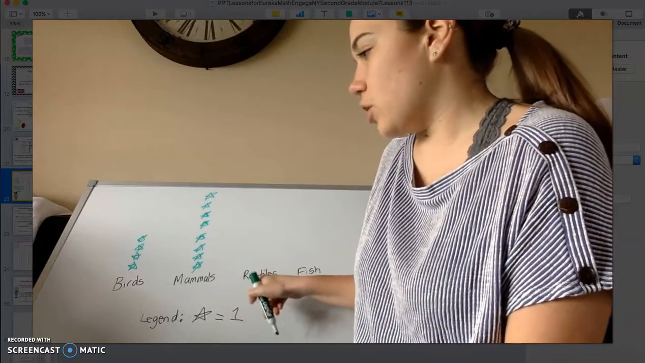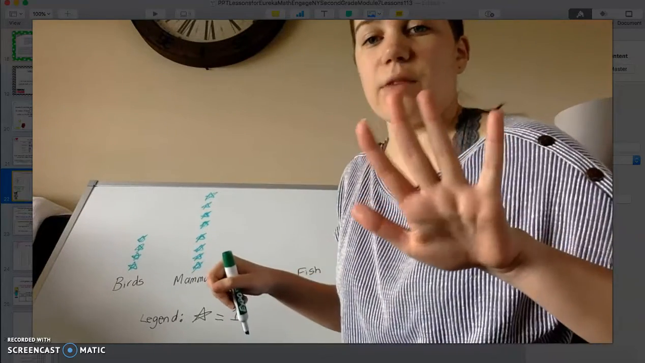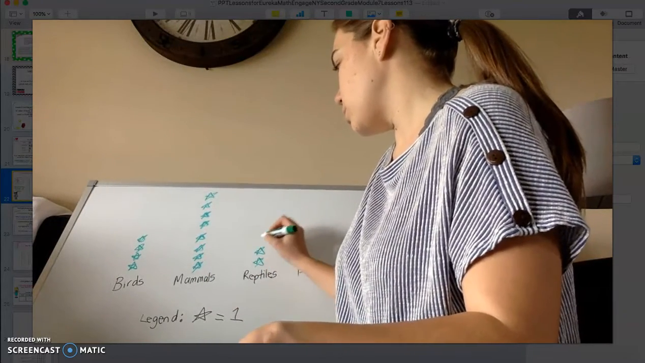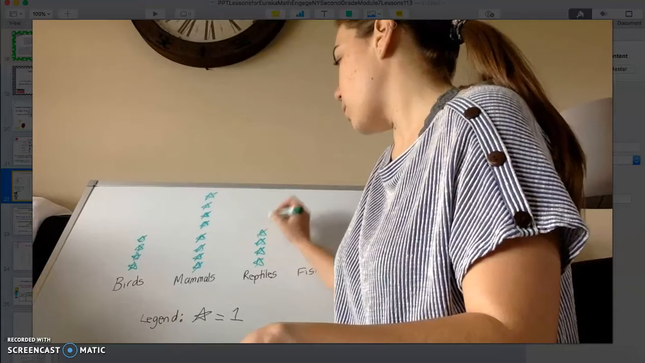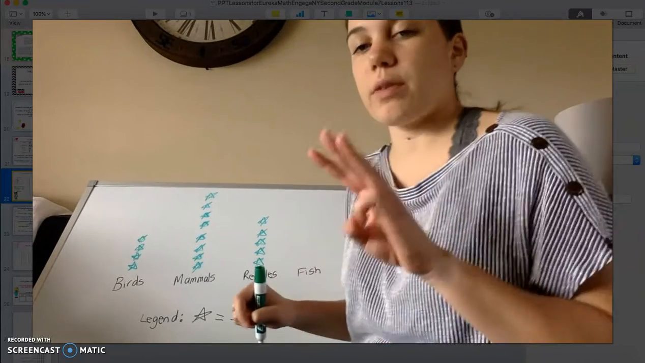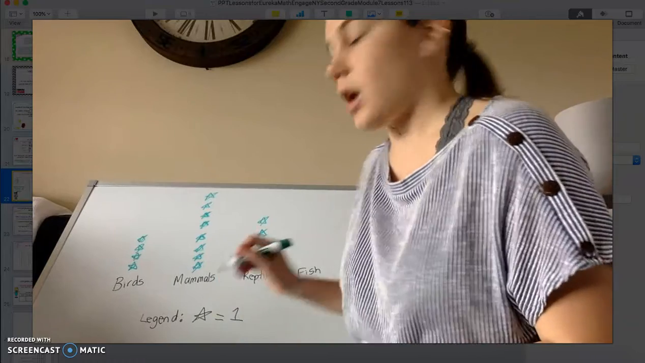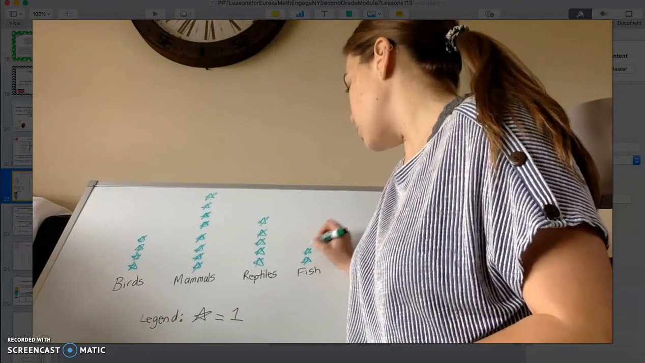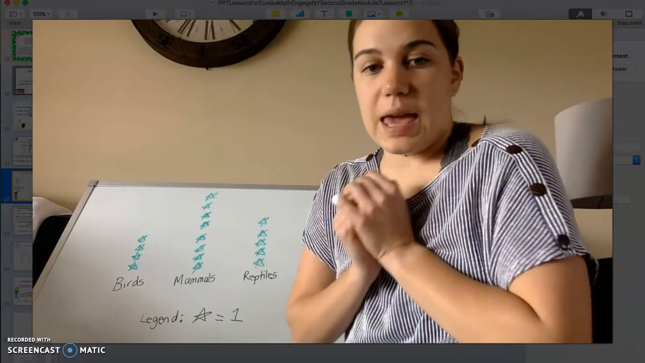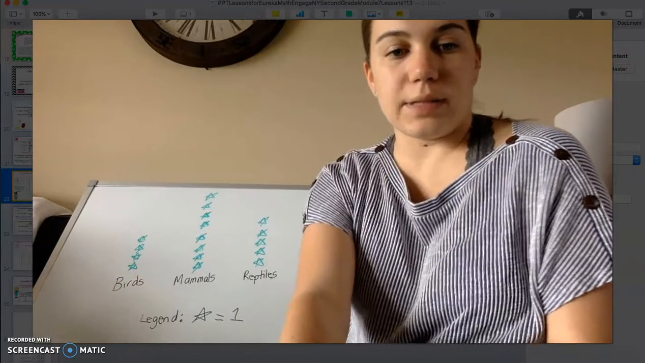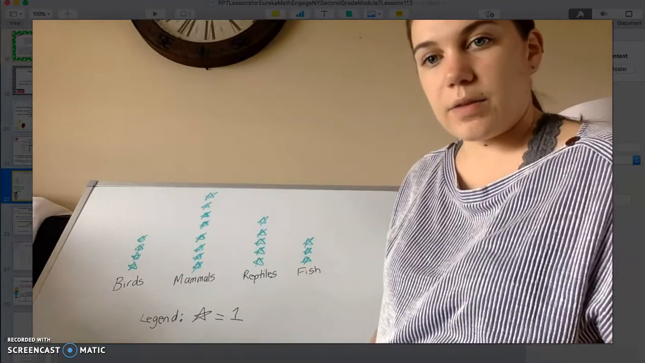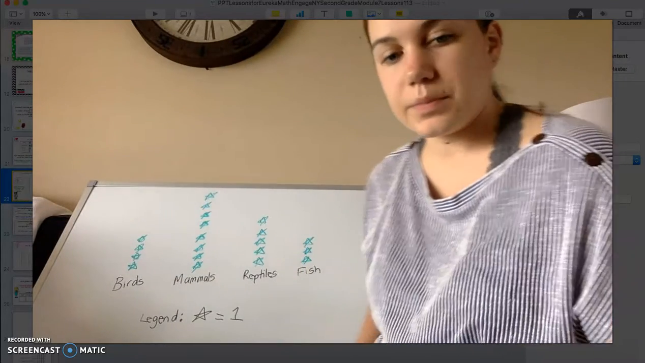And now they want us to show reptiles. And they said there's 5 reptiles, so I'm going to draw 5 stars. Ready? 1, 2, 3, 4, 5. And our fish, there was only 3, so I'm only going to draw 3 stars. 1, 2, 3. So that is how you would use a picture graph to help you represent your different types of animals.